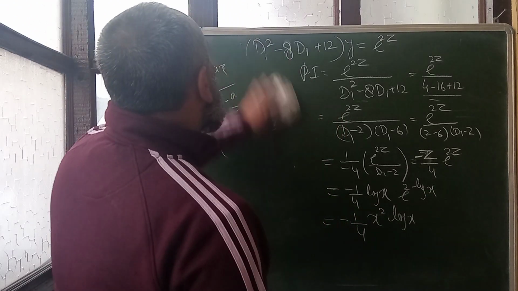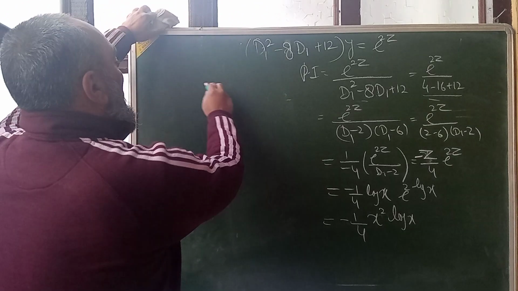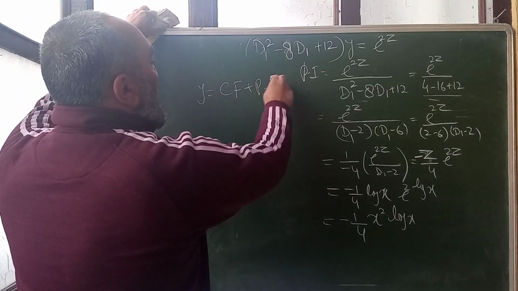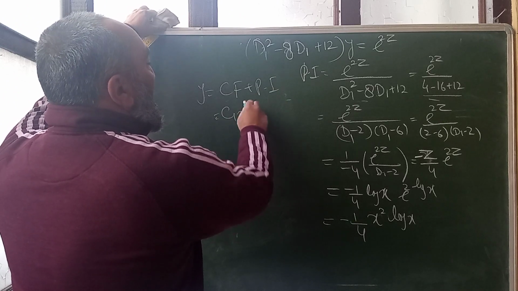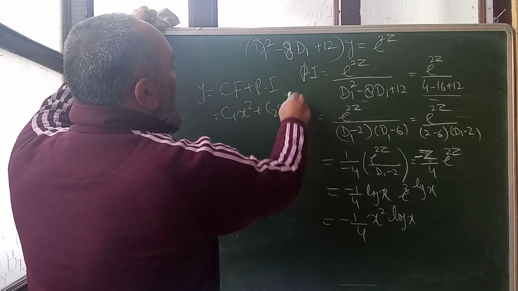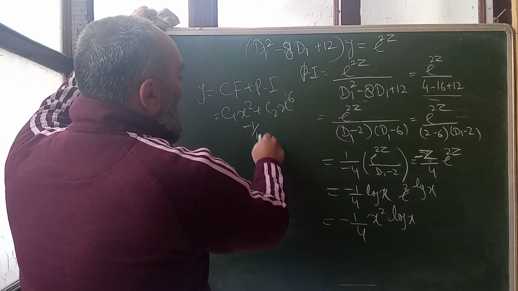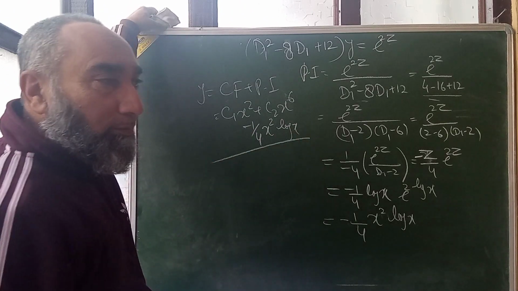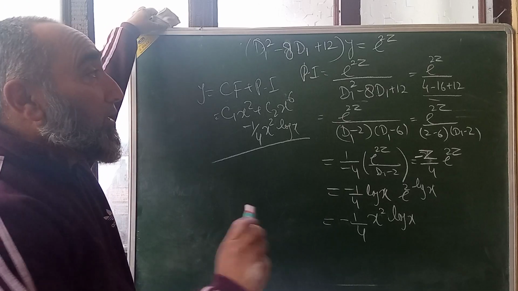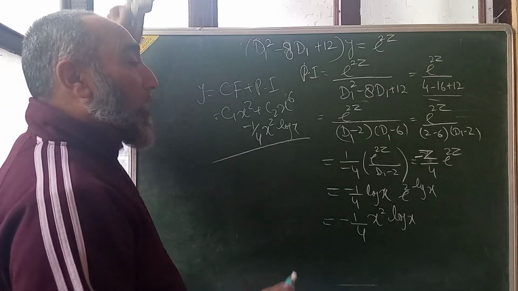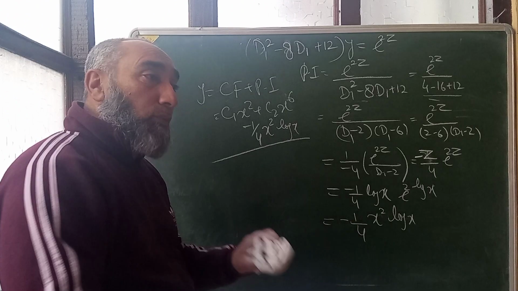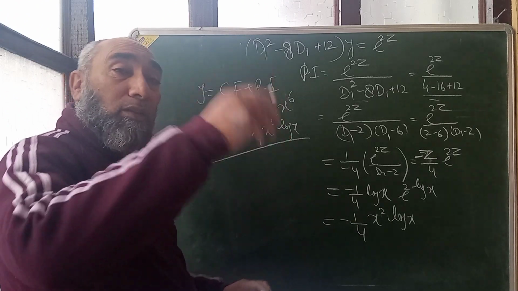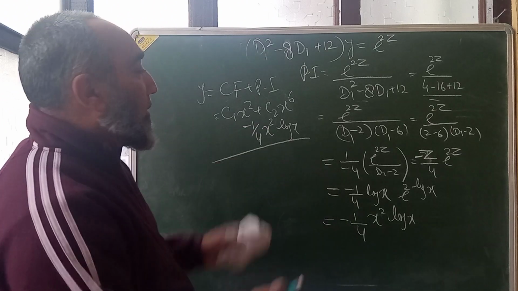And your general solution is complementary function plus particular integral. It is c1 x square plus c2 x to the power 6 minus 1 by 4 x square log x. Fine. This is a linear differential equation with constant coefficients. What we have done is transform a linear differential equation with variable coefficients into a linear differential equation with constant coefficients and proceeded.